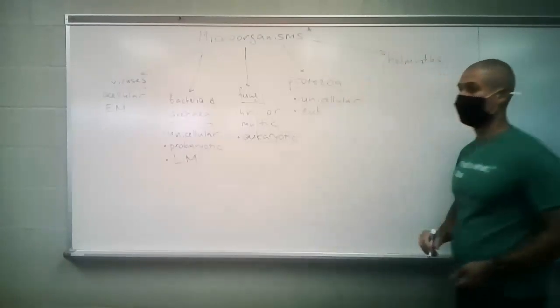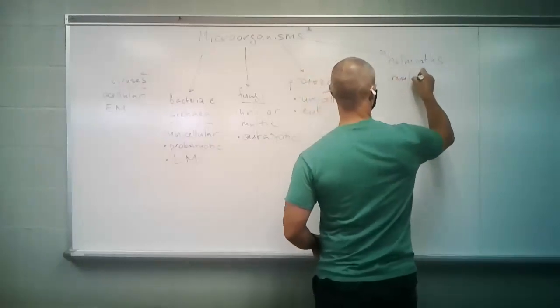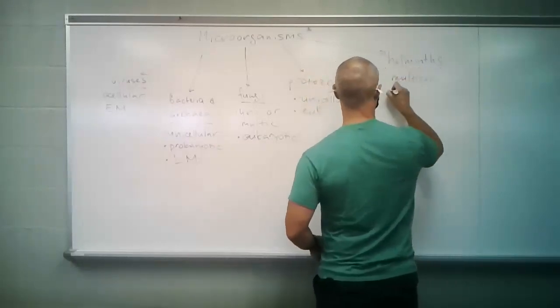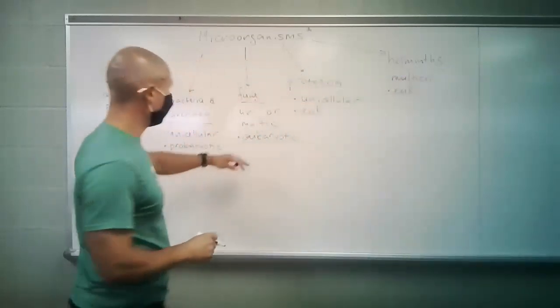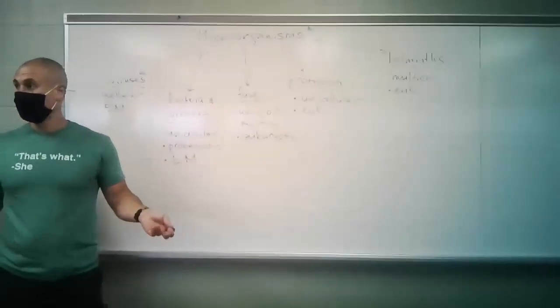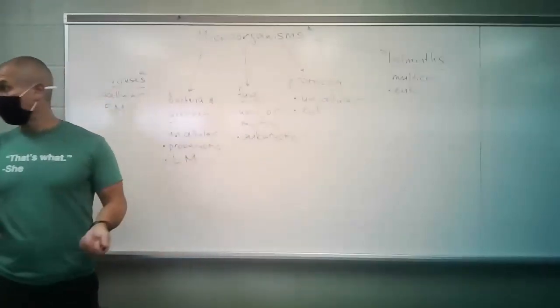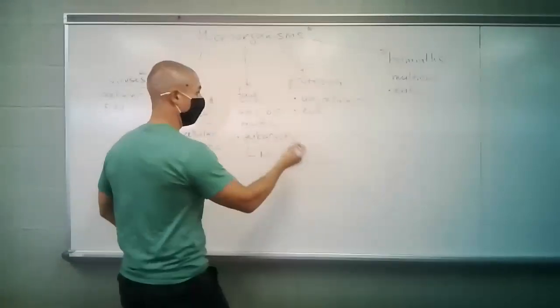Okay? Helminths are always multicellular eukaryotes. And while fungi, well, some fungi you can see with the naked eye, right? Things like mold. Others, like yeast, you have to use light microscopy.